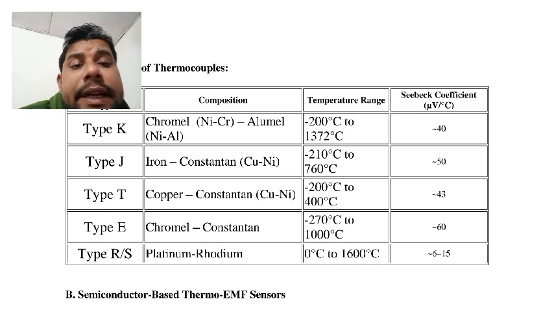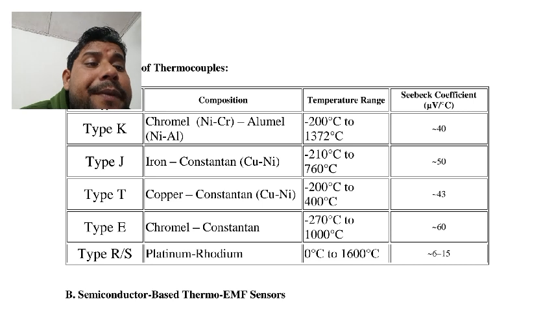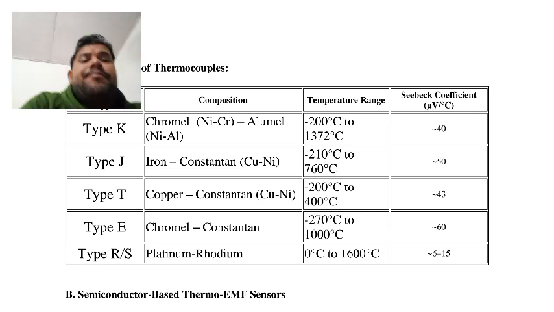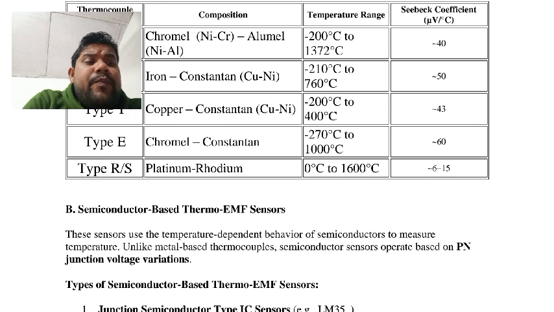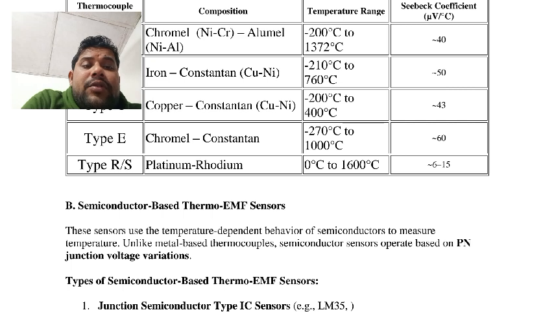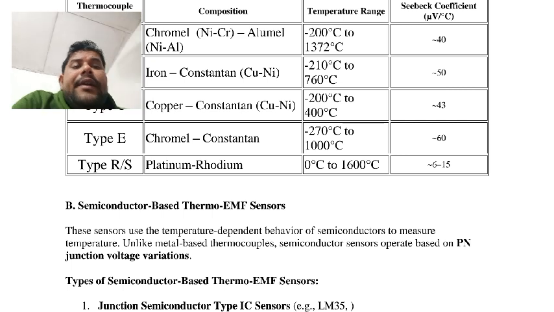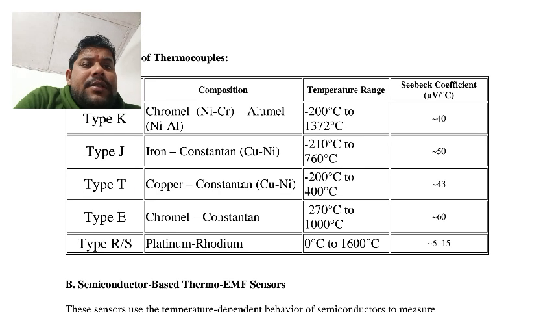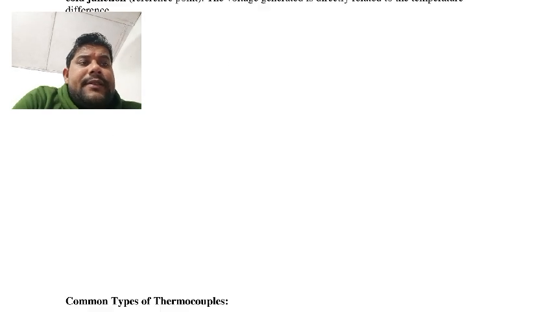So highest sensitivity is the E type, like chromel constantan, and lowest sensitivity is the S type. Highest temperature range is the R or S type. So this is based on semiconductor material. Next, semiconductor material based on the thermo EMF.